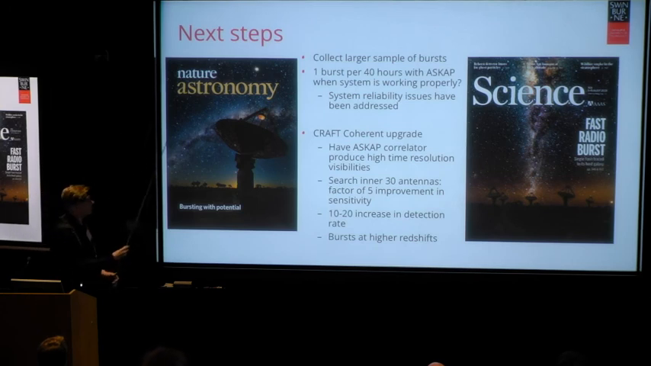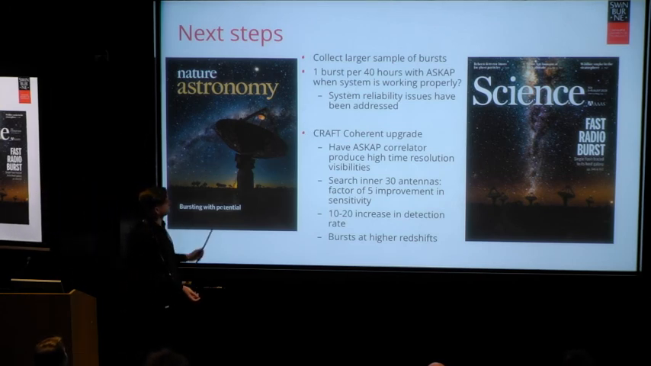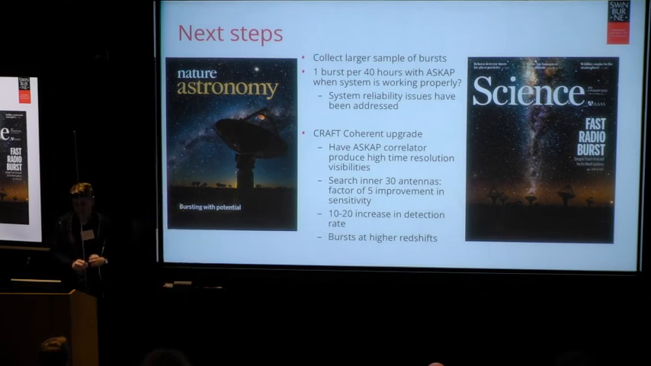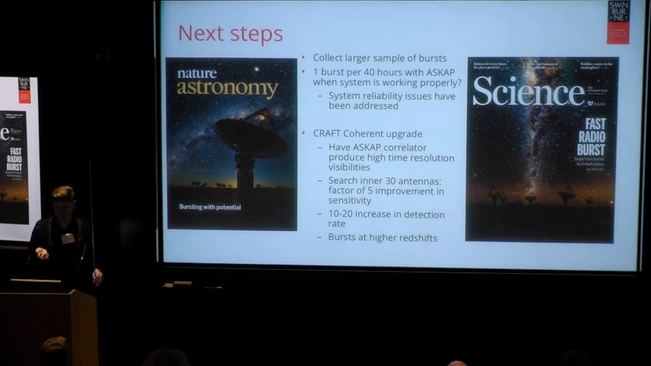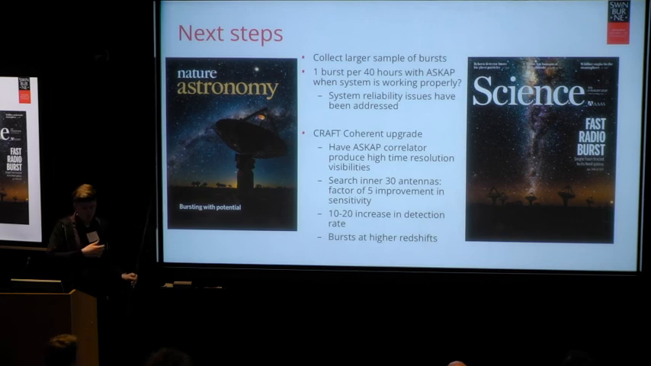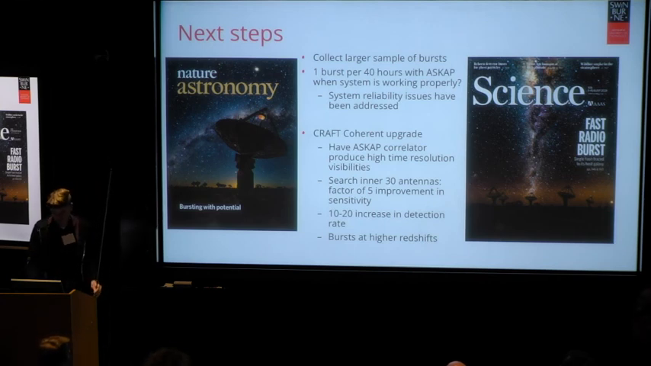So the next steps, we want to collect a larger sample of bursts. I'm not quite sure what our event rate is right now. It seems a bit non-Poissonian, but we're working on that. Going forward, we want to upgrade our system so that we are not doing this incoherent sum, but we're doing a coherent search, and that will increase our event rate, but it requires a lot of GPUs.